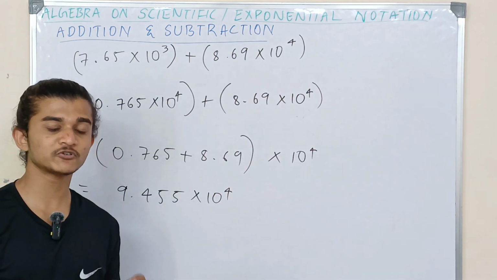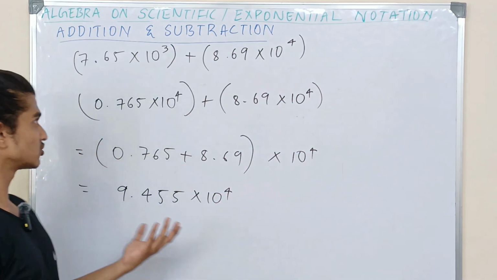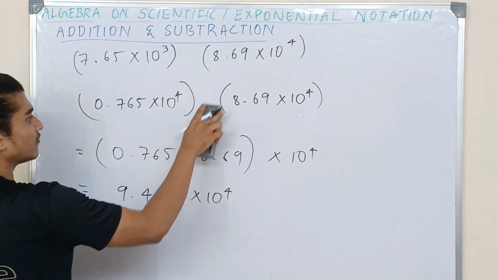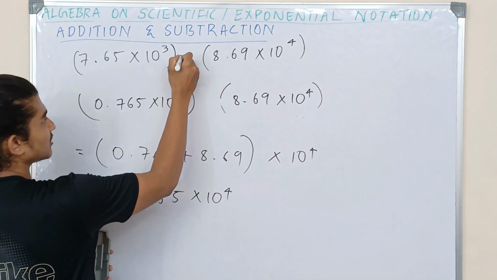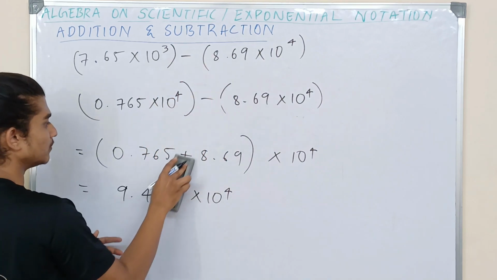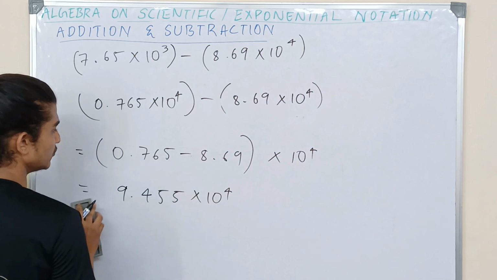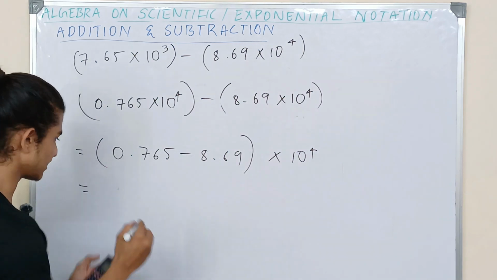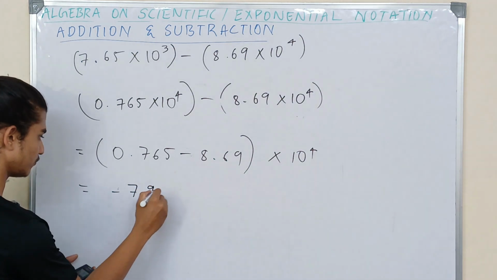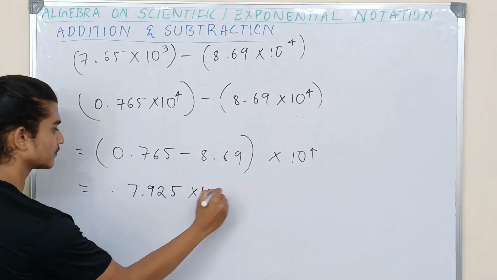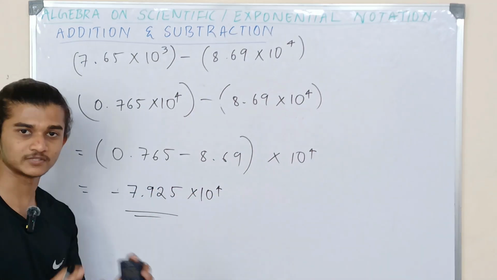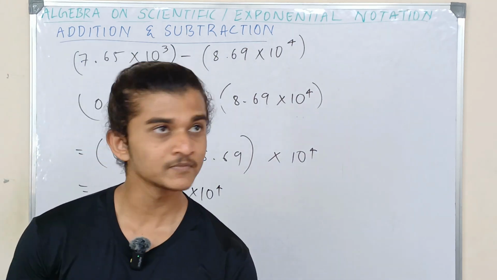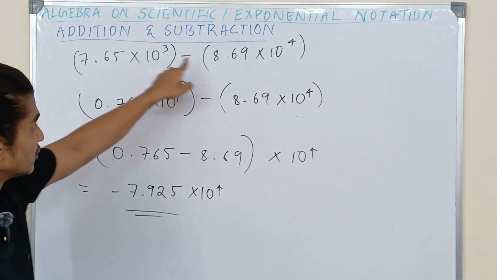So this is the way in which you can add or subtract the exponents. Now suppose you had subtraction over here. Just the same rule: instead of addition, you're going to get subtraction, and just subtract in the normal way. So you're going to get your answer as minus 7.925 into 10 to the power 4. So that's it. This was one way in which you can adjust this to this.